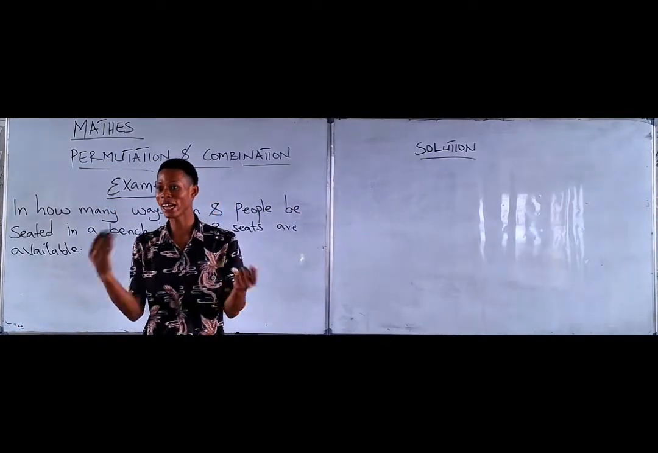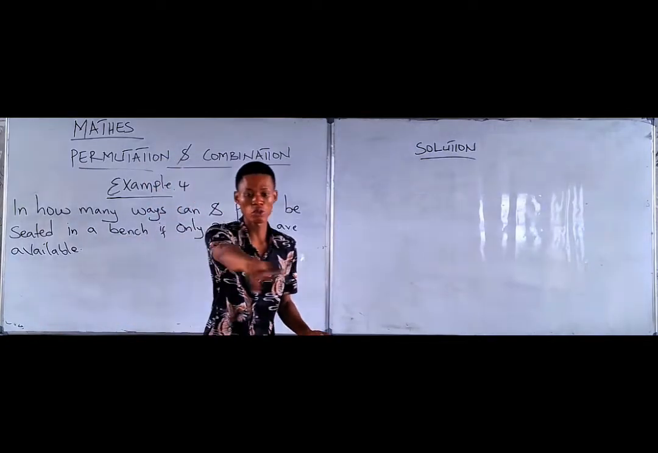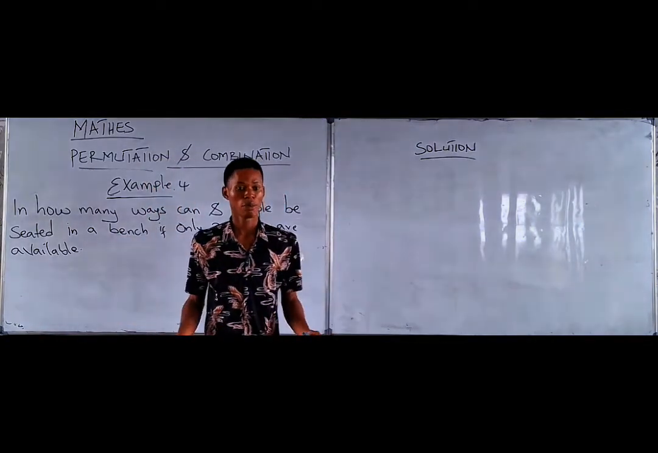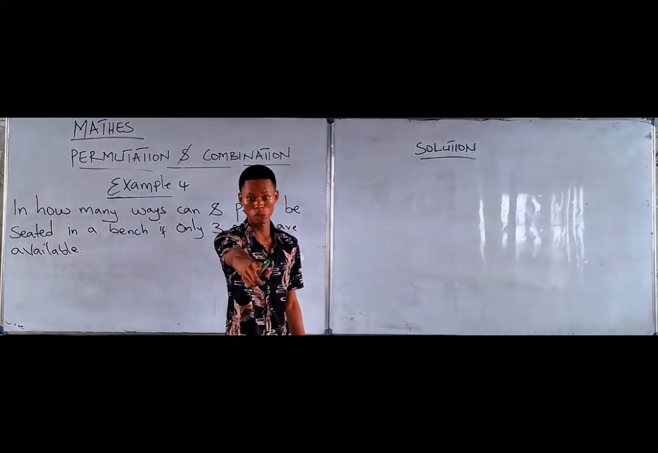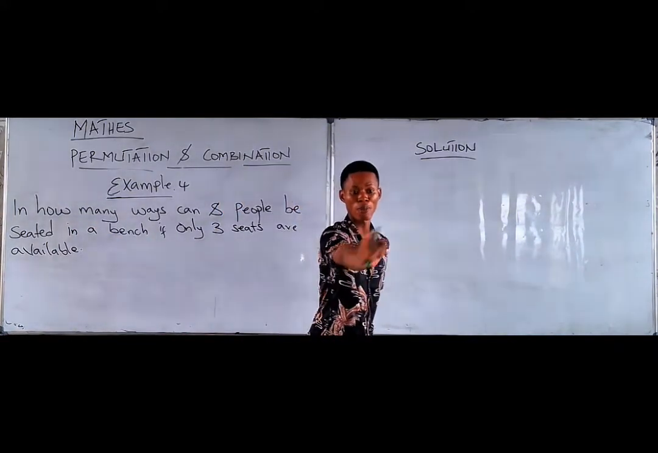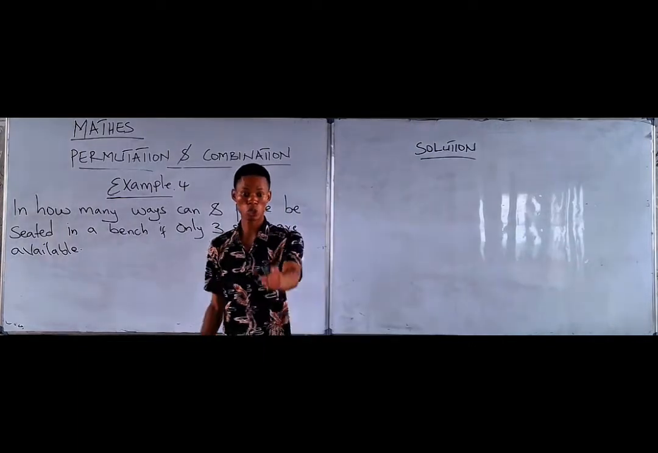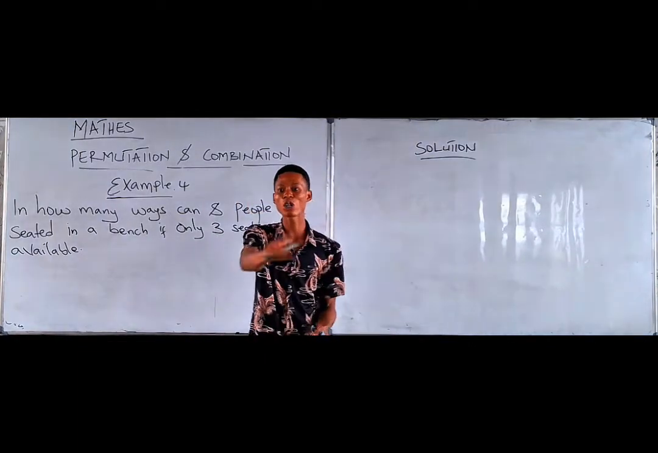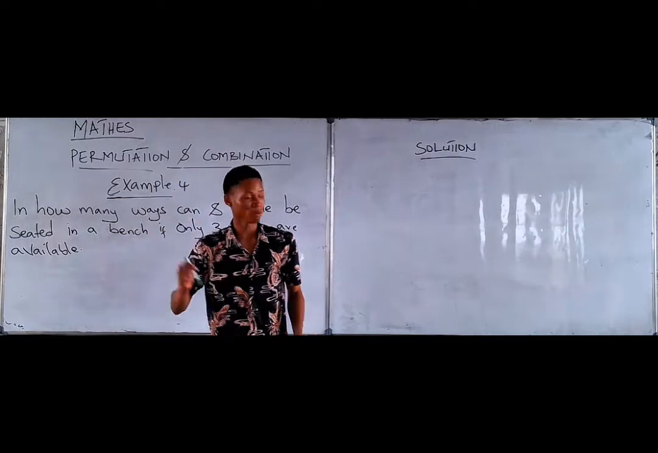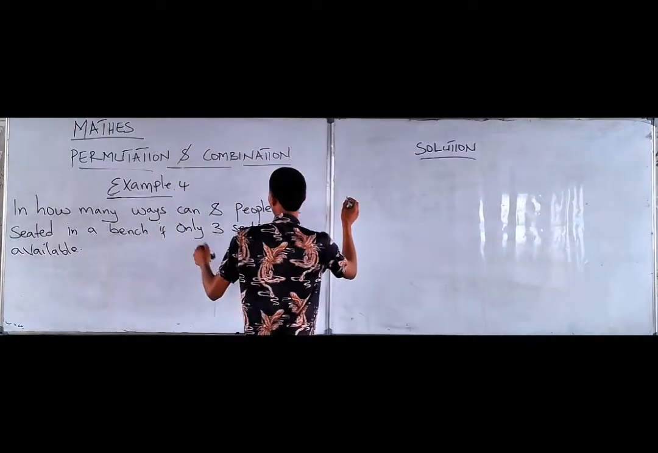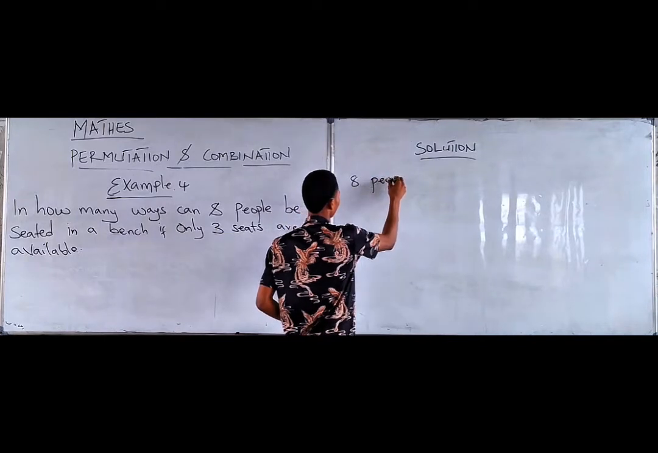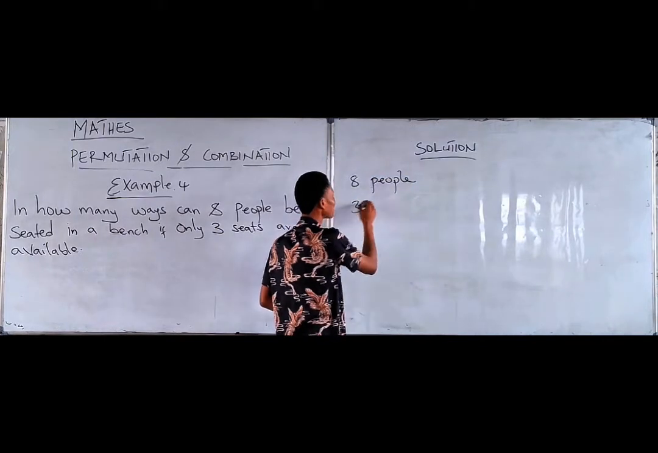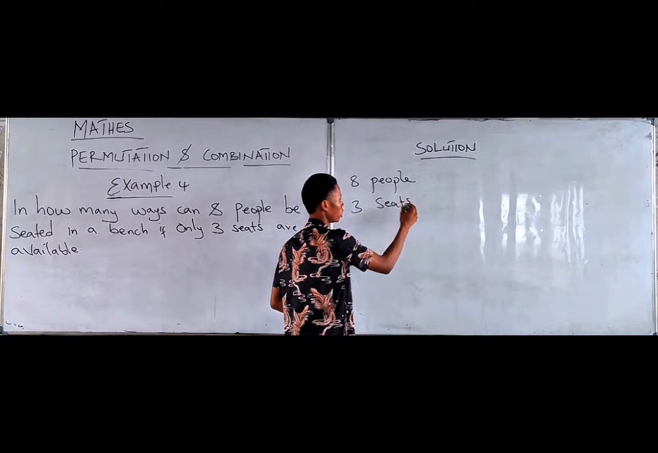You've altered the arrangement. So here the order in which they are sitting matters. Because if anybody comes to the class now, they'll know she's sitting in the middle. If I remove her and put her here, another person comes and says, oh, she's not in the middle, she's here. The order of arrangement matters. This is what I mean. We have 8 persons, and we have 3 seats. These are the 3 seats.